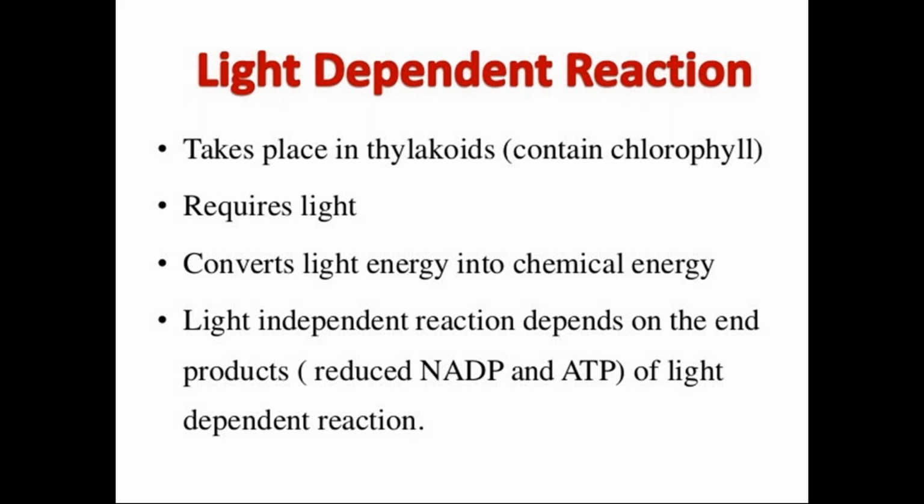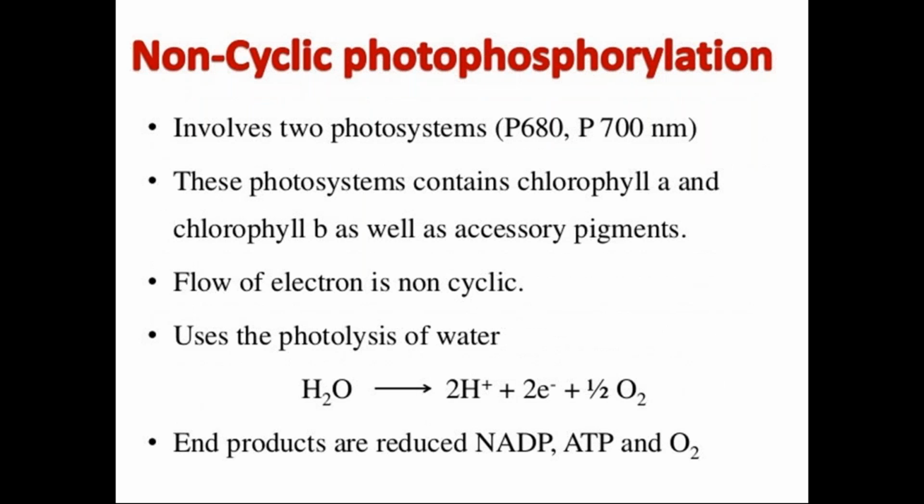But light dependent reaction, that is light reaction, always takes place in the presence of light, and it occurs in the thylakoid. We saw the structure of chloroplast, and in the chloroplast, the thylakoid was explained. So, light reaction occurs in the thylakoid. It converts light energy into chemical energy, and ATP and NADPH are synthesized. Then, next point.